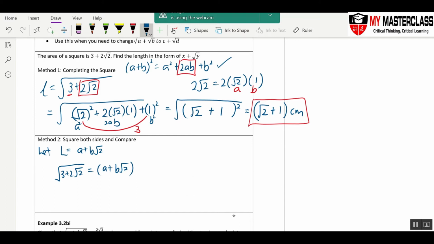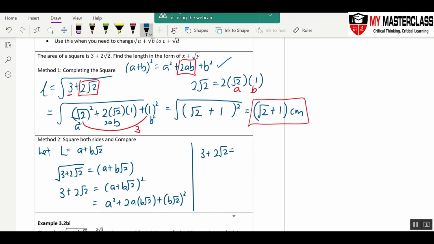Now what do I do? I square both sides. I will have 3 plus 2 root 2 is equal to (a plus b root 2) squared. And what is (a plus b root 2) squared? A squared plus 2ab root 2 plus (b root 2) squared. Okay, what can I conclude? I can say that this is equal to a squared plus 2ab root 2 plus 2b squared. Okay, I rearrange them: a squared plus 2b squared plus 2ab root 2.